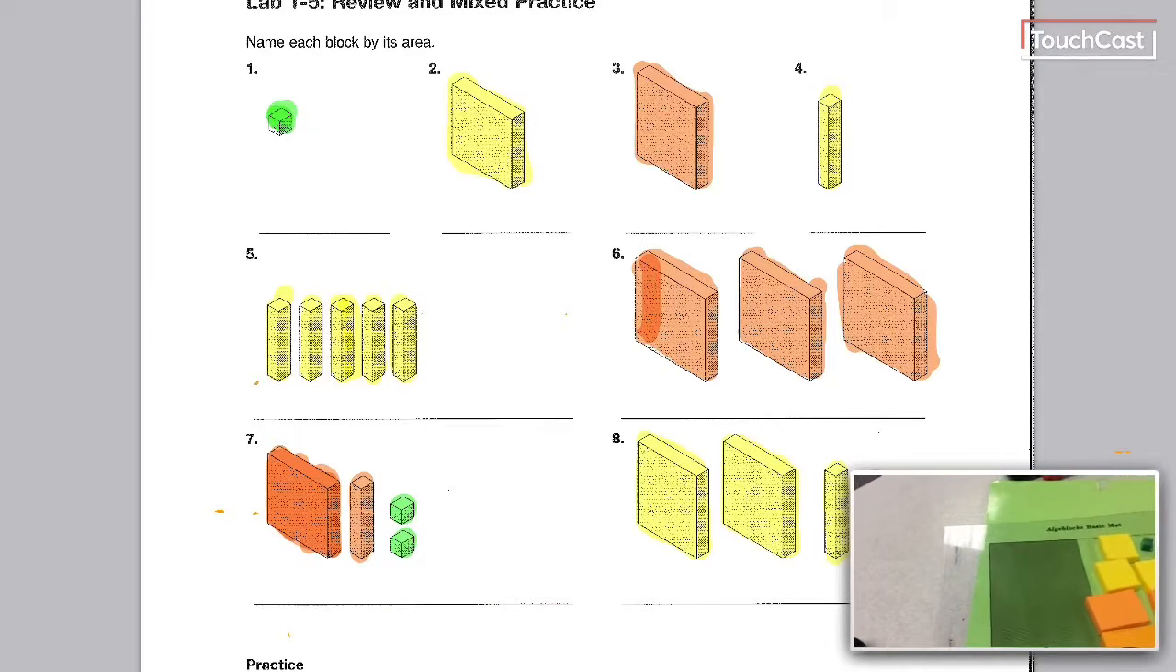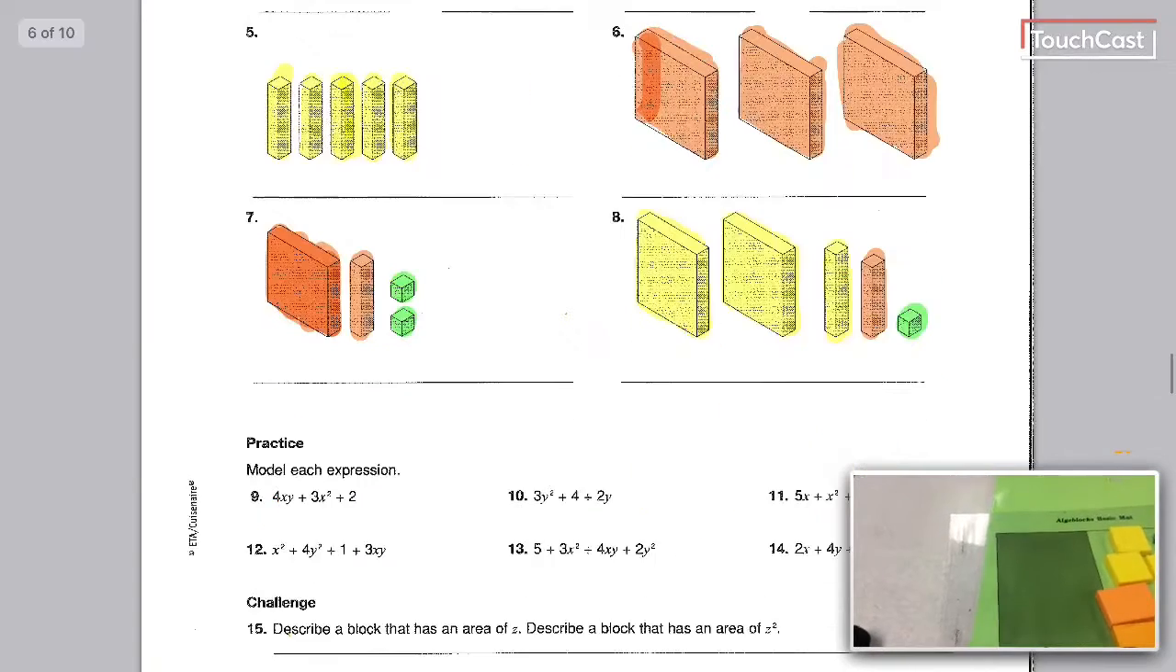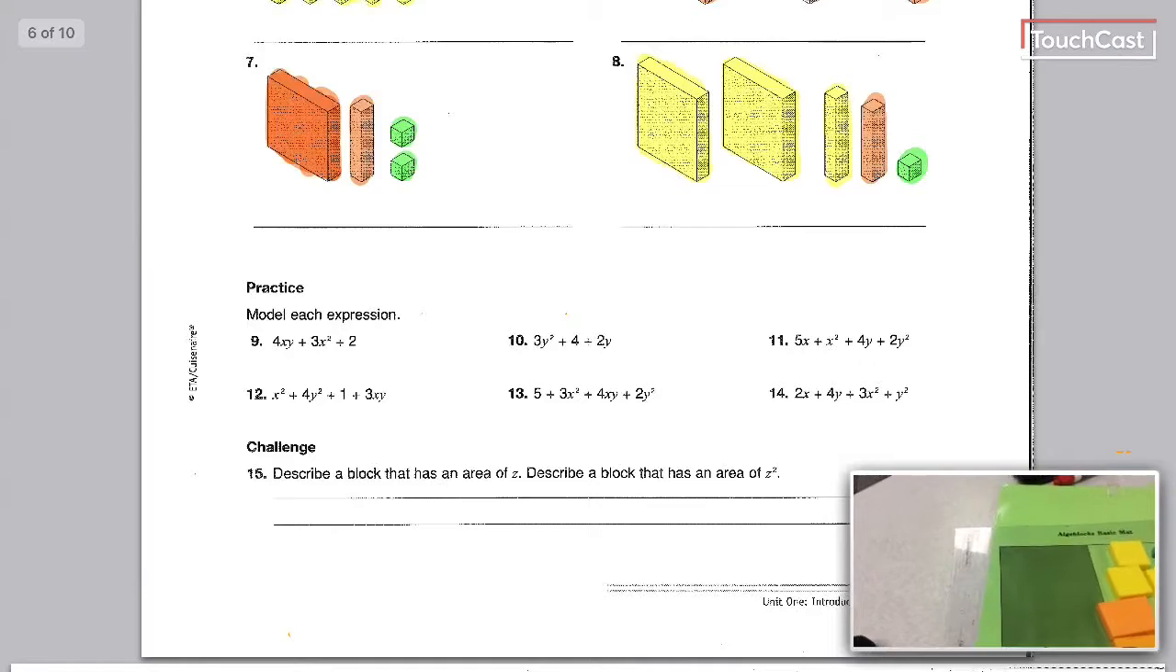Okay. This says, name each block by its area. This is just a simple review. You will put the name of the block underneath each one. So under the green cube, for example, you would write 1. You need to list that under each one. And then practice again. You can go ahead and do all of these.